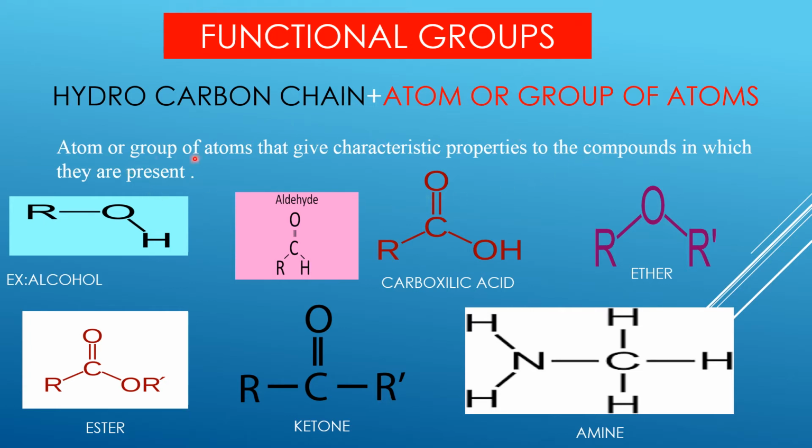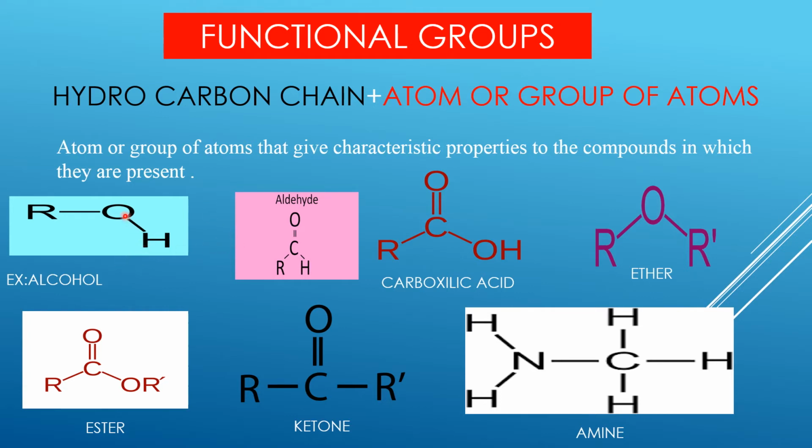So, an atom or group of atoms that give characteristic properties to the compounds in which they are present are known as functional groups. There are nearly 7 important functional groups. Let us learn one by one.